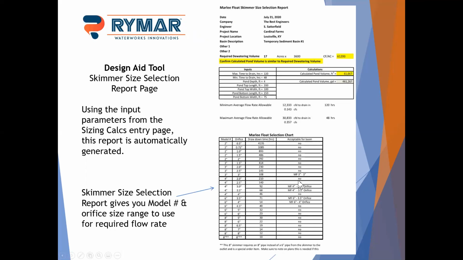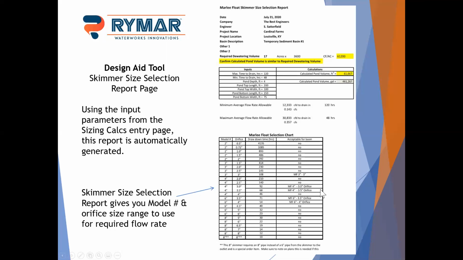So in this case, you actually had 3 different size skimmers to choose from. You could go with a smaller 3-inch skimmer, and it would take a little over 4 days for it to drain. You could go with our larger 6-inch skimmer and drain it in just over a day, or pick one of the middle-sized 4-inch skimmers that can get close to that 3 days.